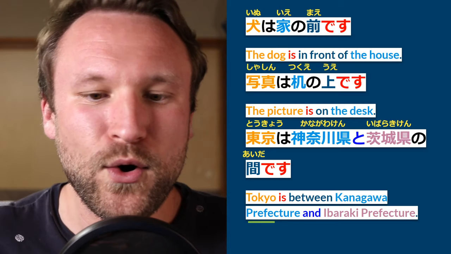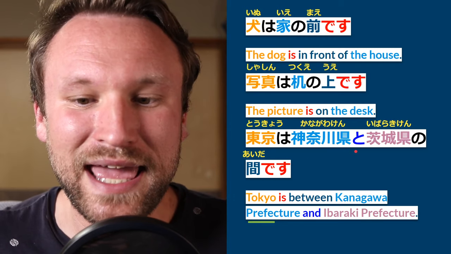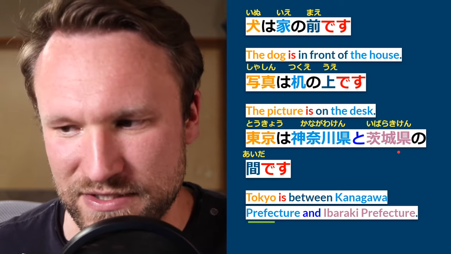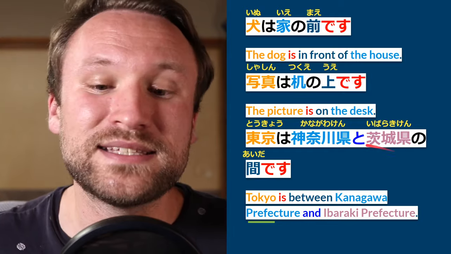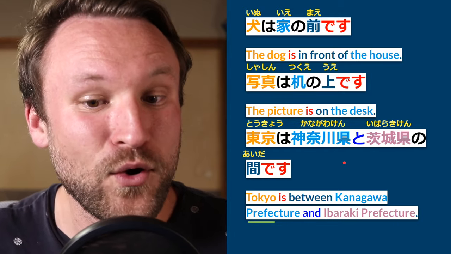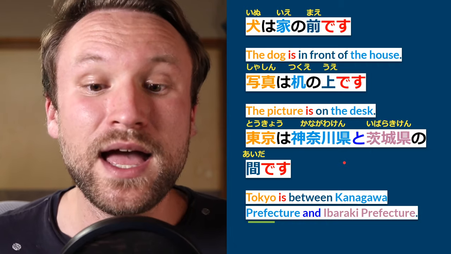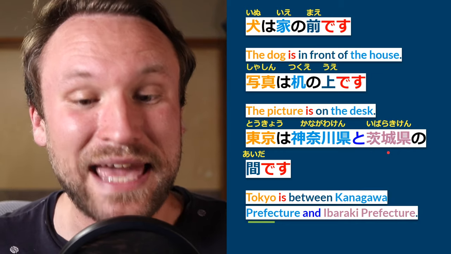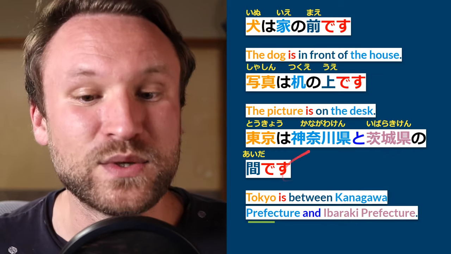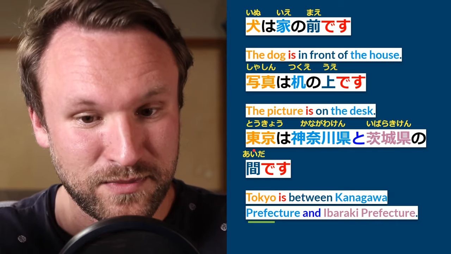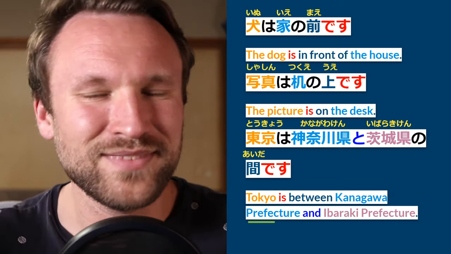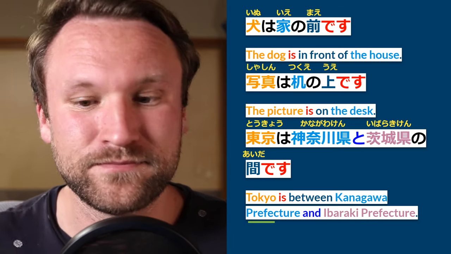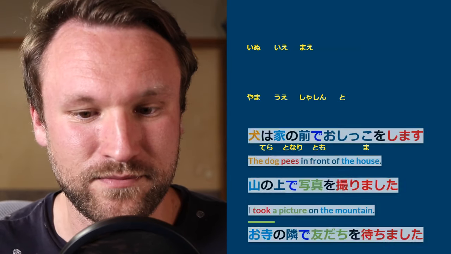Okay. Tokyo wa Kanagawa ken to Ibaraki ken no aida desu. This is a bit of a difficult sentence, a bit of a mouthful, but these are basically prefecture names, and Tokyo is in between these two prefectures, namely Kanagawa ken, Kanagawa prefecture, and Ibaraki ken, Ibaraki prefecture, right? So Tokyo is between those two prefectures, in particular Tokyo to, which is the prefecture of Tokyo, and aida means between. So that's how we use that one.